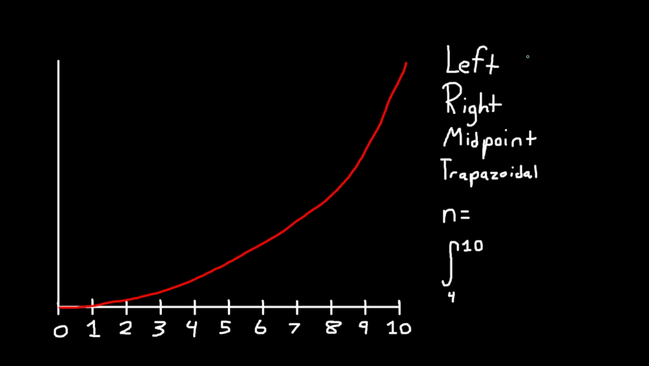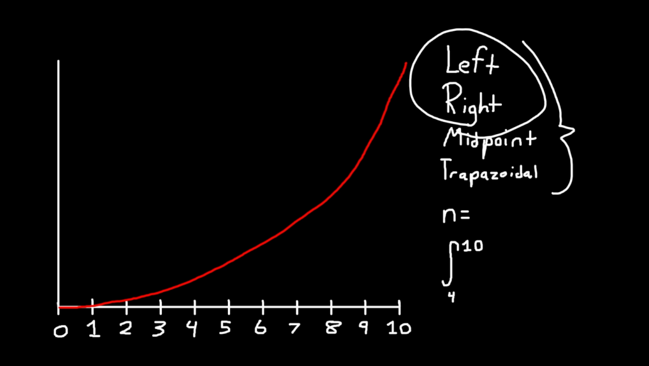There are 4 main types of Riemann sums. There's a left Riemann sum, a right Riemann sum, a midpoint Riemann sum, and a trapezoidal Riemann sum. All of these are approximations of what the actual area underneath the curve is. These two, the left and the right Riemann sum, are the most inaccurate, while the midpoint and trapezoidal are the most accurate, but they also take the most time.